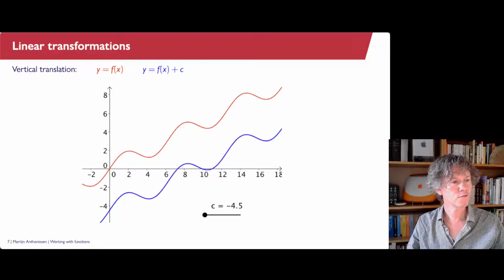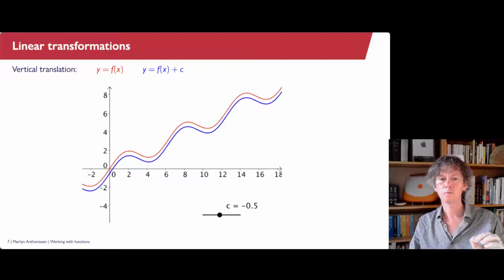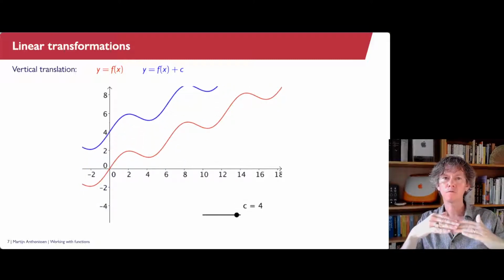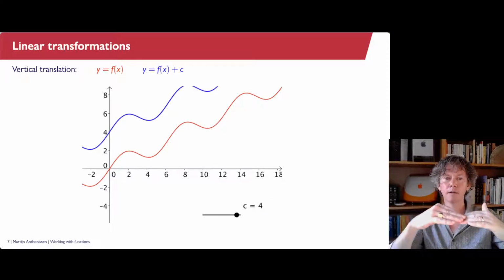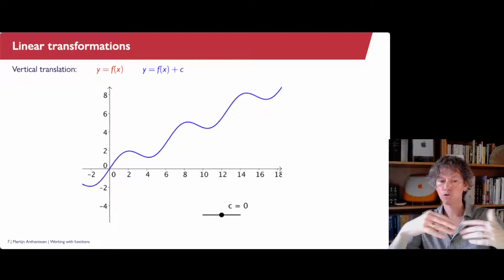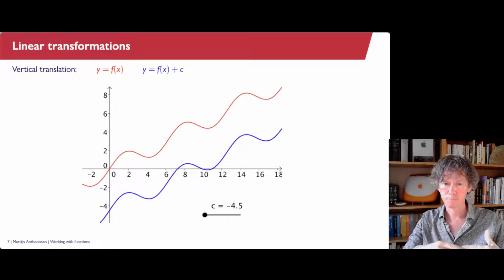Now if I let this vary, you see that when c becomes 0, they're on top of each other. And if c is a positive number, the red graph goes up. So adding a positive number means that it goes up. And adding a negative number, or subtracting a number, means that the graph will go down.